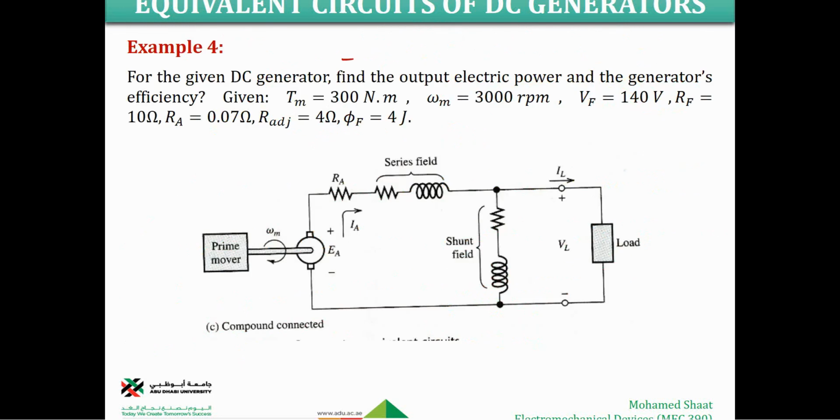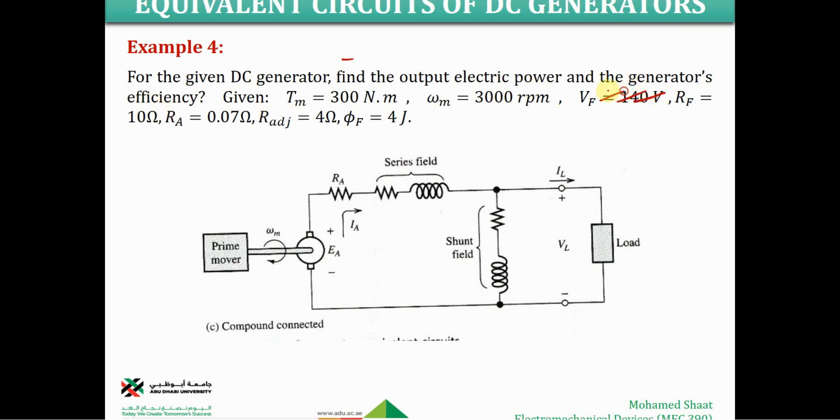Typically the same in this configuration, but the different thing about this configuration is that we are using two different field circuits. One is series, one is shunt connected. Shunt connected means that it is parallel to the load or the output load, which is going to be the output electrical energy for this DC generator. So for the given DC generator, it is also required to find the electric power and the efficiency of the generator for this given information.